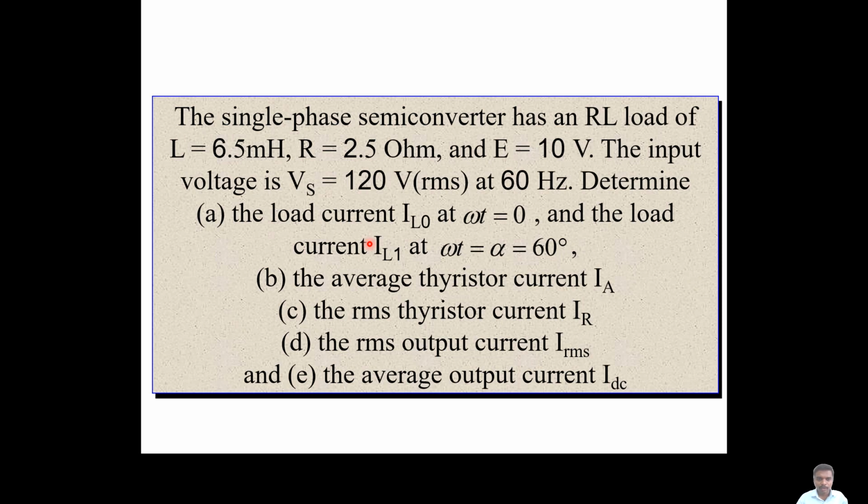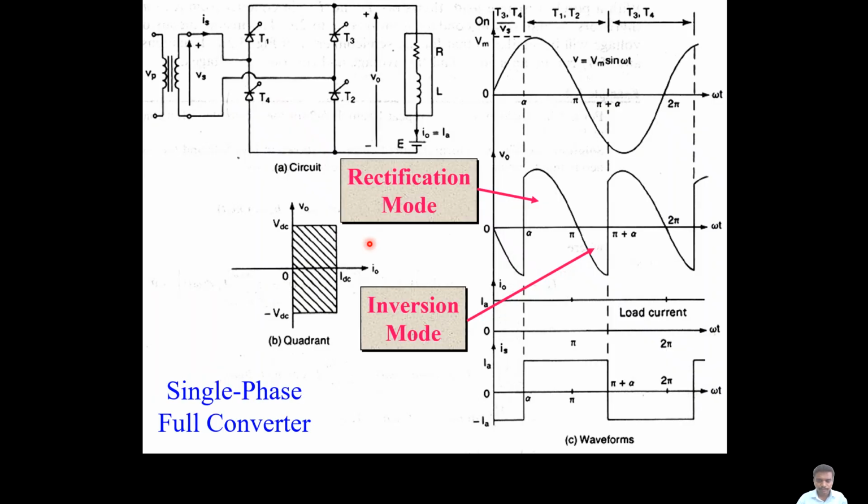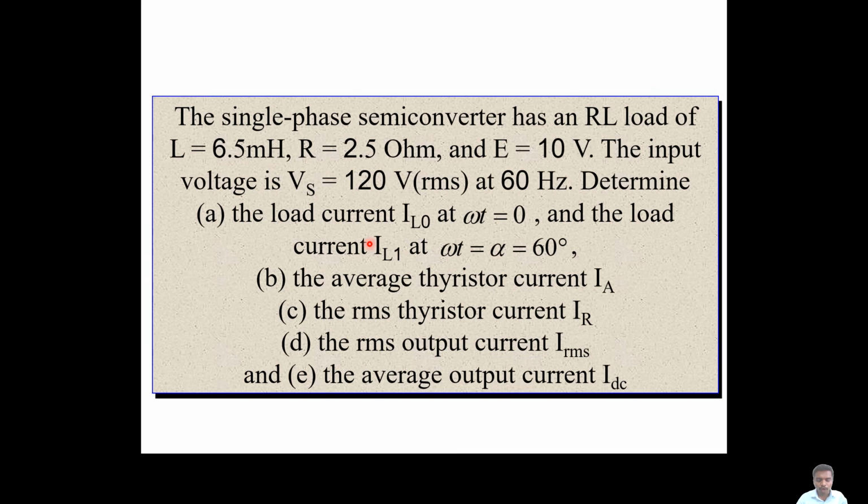This is the problem for a semi-converter with RL load. You have to find out the load current, average thyristor current, RMS thyristor current, and RMS output current. Here L value is given, R value is given, E value is given, Vs is given at 60 volt. And the average output current also you have to find out. Using the formulas you have to find these parameters.